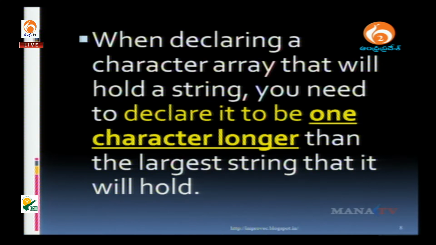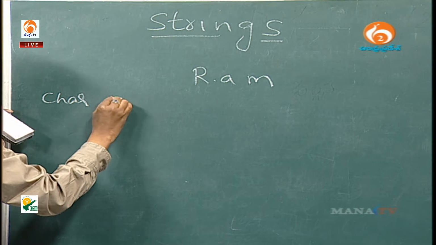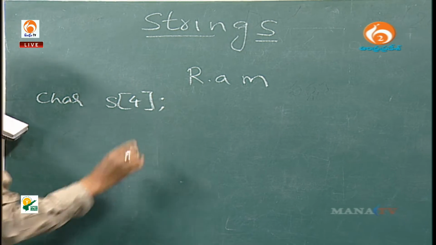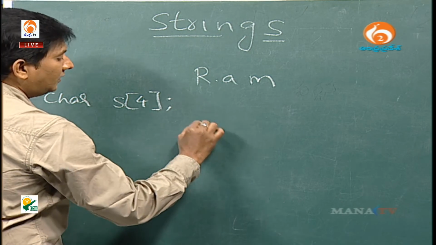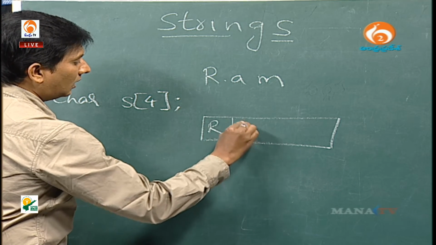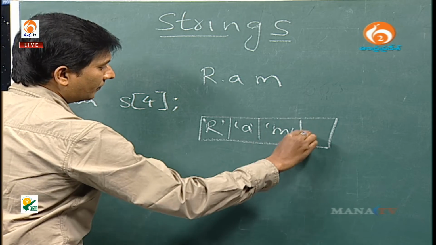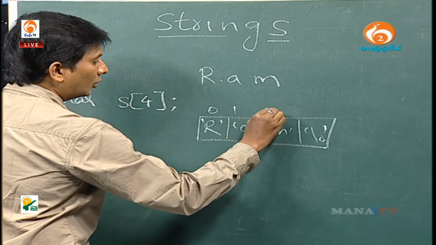RAM. Whenever you are declaring it, we have to declare the size like this, of 1 2 3 4 characters, because one character we have to reserve for the null character, that is R A M \0, 0 1 2 3.